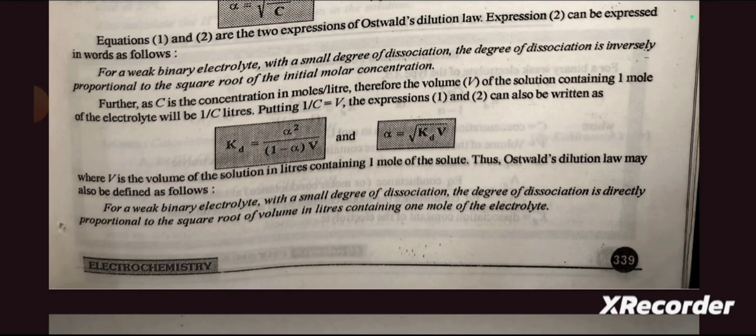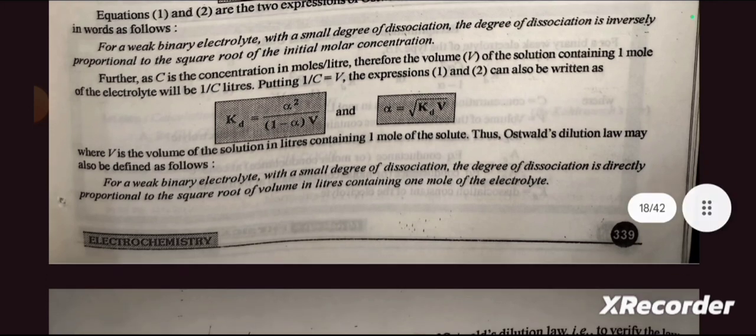Expression 2 can be represented in words as follows. For a weak binary electrolyte with a small degree of dissociation, the degree of dissociation is inversely proportional to the square root of the initial molar concentration.